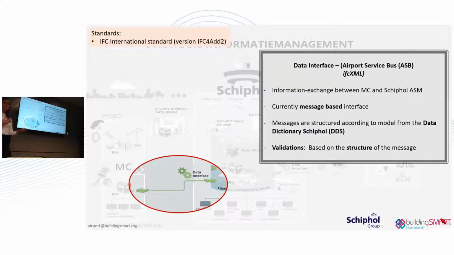which we do not tell them what systems to use because we only talk data. So we tell them they can use any application. We don't care, just make it work. And then they will be sending it over a data interface to Schiphol. So the data interface we call the ASB. It's an airport service bus, and it's based on IFC XML. The information exchange, it's literally the information exchange between the main contractor and Schiphol.